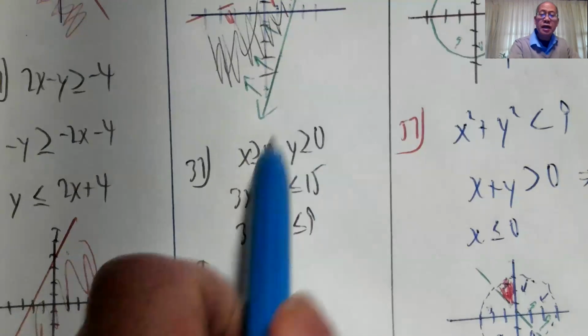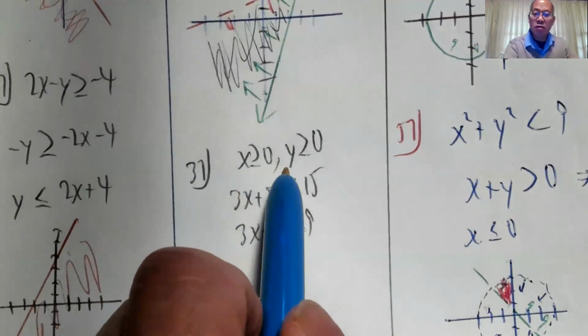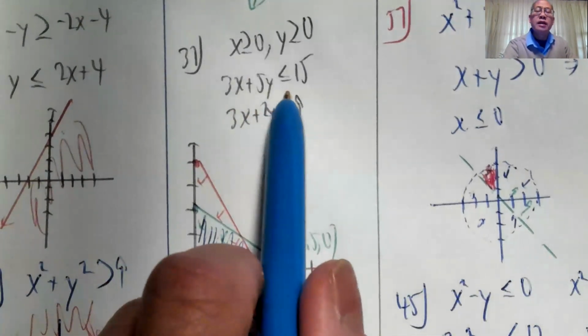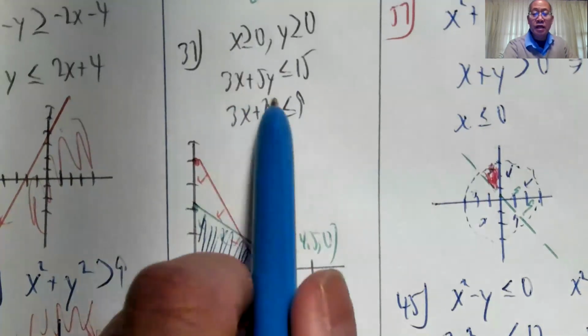37, whenever you see something like this, x is greater than or equal to 0, y is greater than or equal to 0, you're only in the first quadrant. So I only need to draw something like this. Then 3x plus 5y less than or equal to 15. I can pick the intercepts.